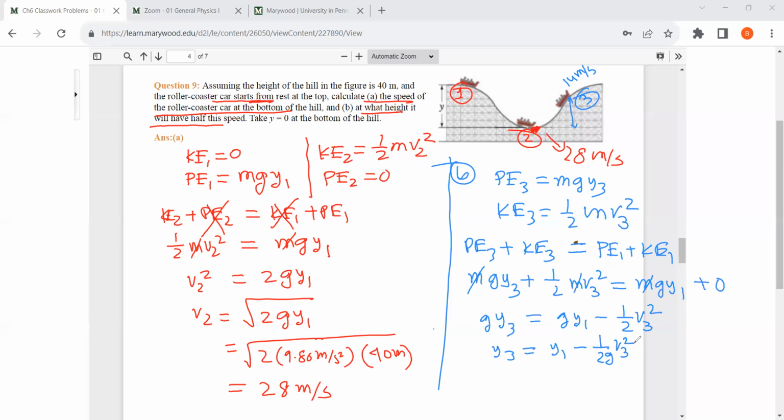Now if you plug the given values into this equation, you should get 40 meter minus half times 14 meter per second whole square divided by 9.80 meter per second square. If you plug all these values in your calculator correctly, you should get the height equal to 30 meter. So at y equal to 30 meter, the speed will be half of the speed at the bottom. So the speed will be 14 meter per second.